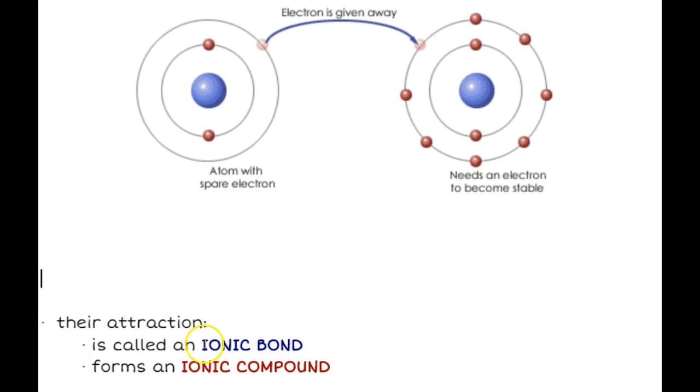Okay, so again, just to remind you, an ionic bond is formed when an electron is given away by a metal and is accepted by a nonmetal. In other words, the electrons are transferred from the metal to the nonmetal, and that forms cations and anions, and that's what we call an ionic compound.